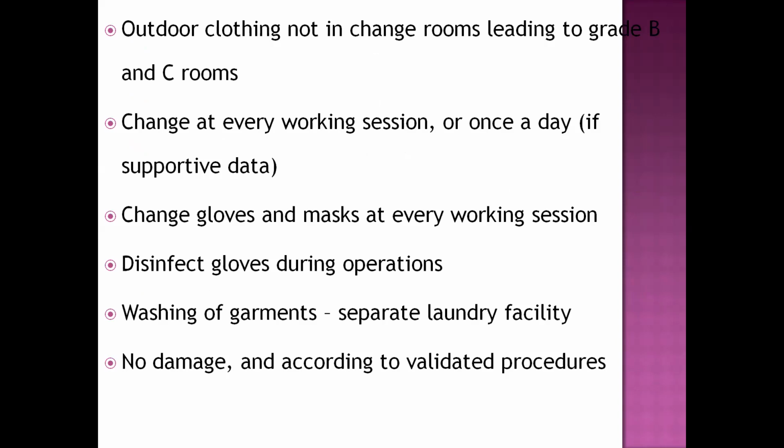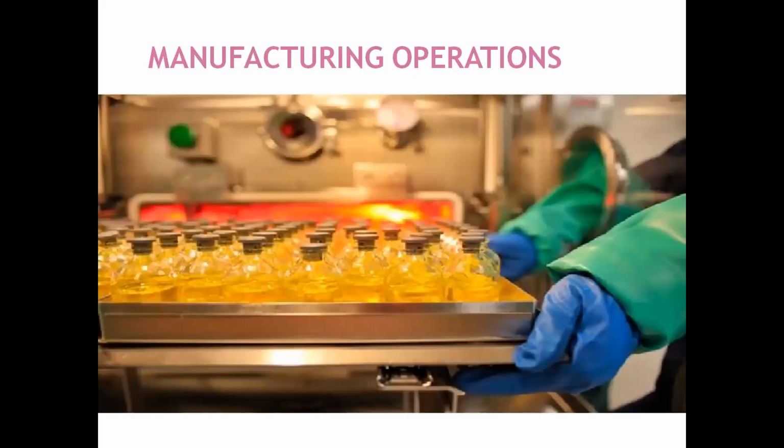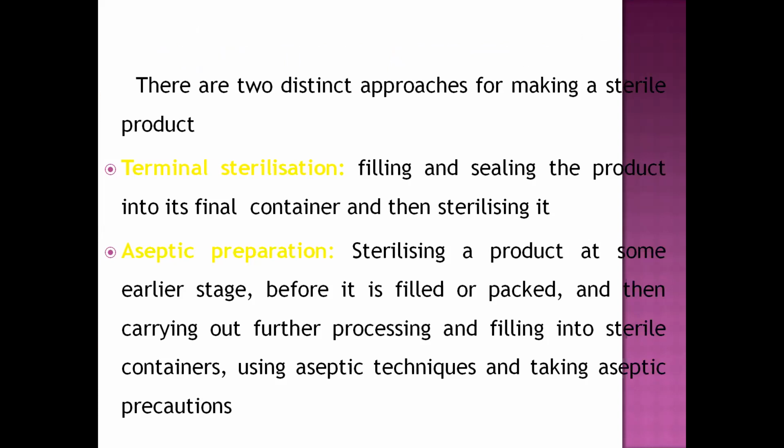Persons working should not wear outdoor clothing in change rooms leading to grade B and C rooms. Change at every working session or once a day. Change gloves and masks at every working session; do not use the same gloves and masks. Disinfect gloves during operations. Washing of garments should be done with separate laundry facilities, and there should be no damage. The manufacturing operations.